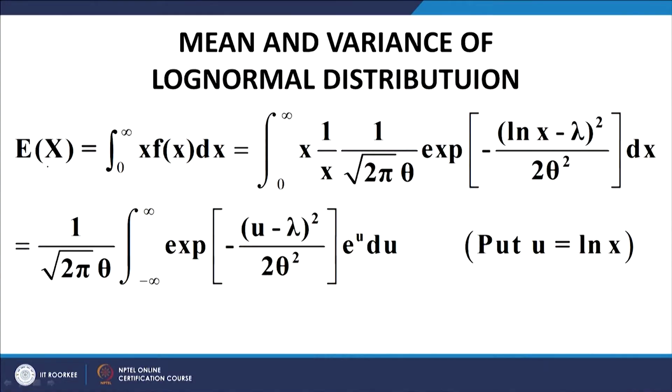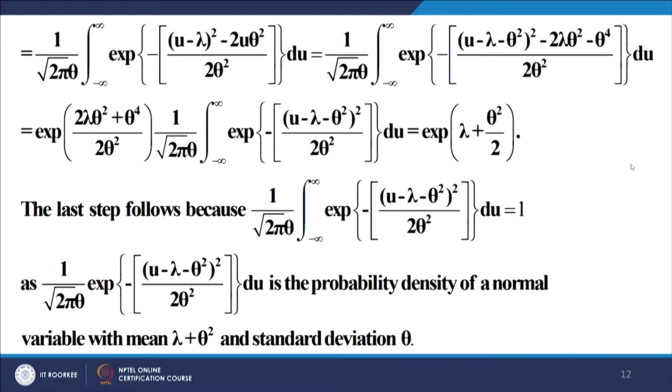E of x is equal to x into f x. Simple computations here, we substitute the value of f x from the previous slide, 1 upon x, 1 upon under root 2 pi theta square, exponential log of x minus lambda whole square upon 2 theta square dx. When you simplify this whole expression, you end up with, now here there is one thing to be explained. This expression is nothing but the normal distribution, a shifted normal distribution with a mean of lambda plus theta square and a variance of theta square. So, when you integrate it over minus infinity to infinity, this gives you 1.